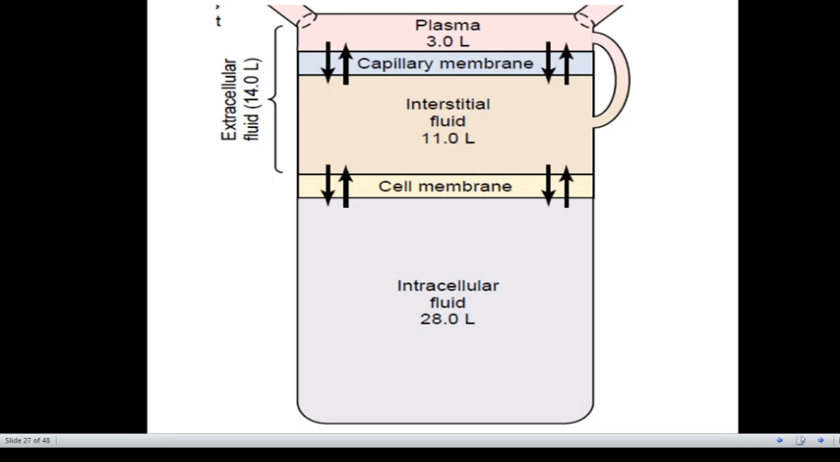This figure shows a summary of body fluid regulation, including the major body fluid compartments, membranes that separate these compartments, and the interchange of fluid in these compartments. You can see plasma at the top and the interstitial fluid combining to form the extracellular fluid, and below you can see the intracellular fluid amounting to 28 liters.